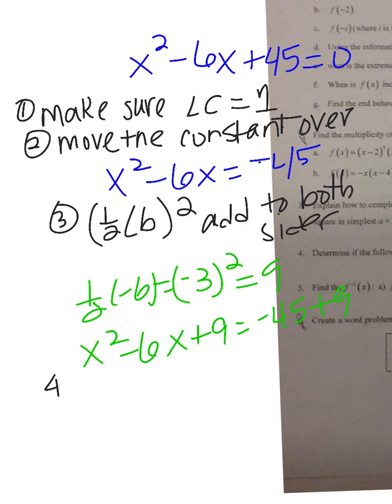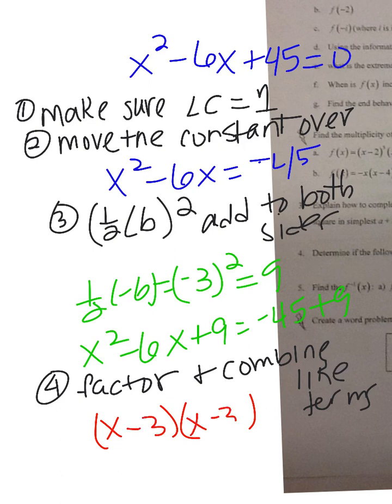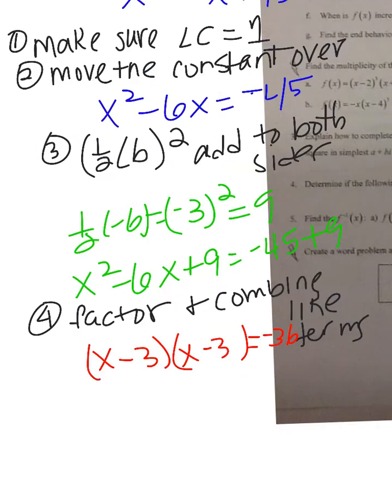Okay, step 4 is to factor and combine like terms so that I get x minus 3 squared equals negative 36. And then you write, I have to just move everything up.